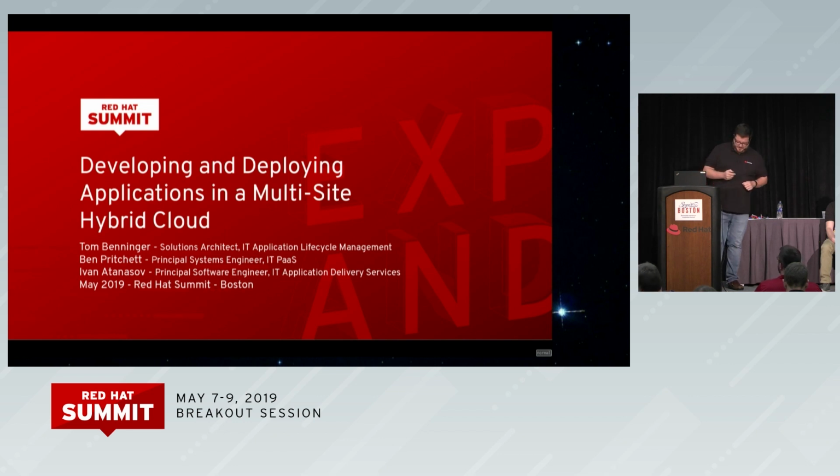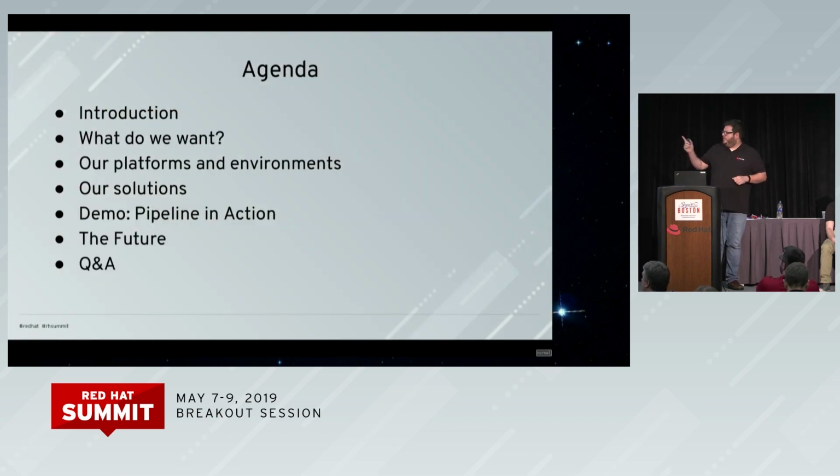So you lucky few. We're going to talk about what we want when we say a multi-site hybrid cloud. Why would you have a multi-site hybrid cloud? Why would you want to develop applications, deploy them? We're going to talk a little bit about the platforms and environments that Red Hat uses to deploy production applications. Then our solutions for actually doing the build and deploy functions. We're going to demo the pipeline. We're going to show you what we actually use to deploy applications today. And then we're going to talk a little bit about the future and where we see this going with all the great new technologies you've been hearing about for the last few days. And then we should have plenty of time for Q&A.